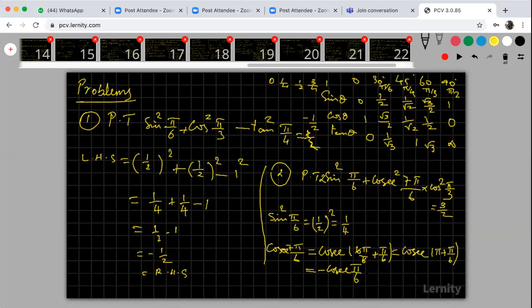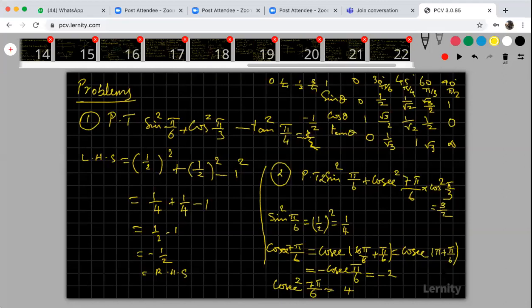What is minus cosecant pi by 6? What is cosecant pi by 6? What is sine pi by 6? Your sine pi by 6 is 1 by 2. What is cosecant pi by 6? The reciprocal of this, that is 2. Already minus is there, so therefore minus 2. Now come to that cosecant square. I need cosecant square of 7 pi by 6. Therefore, it is 4. Cosecant square of 7 pi by 6 is 4.